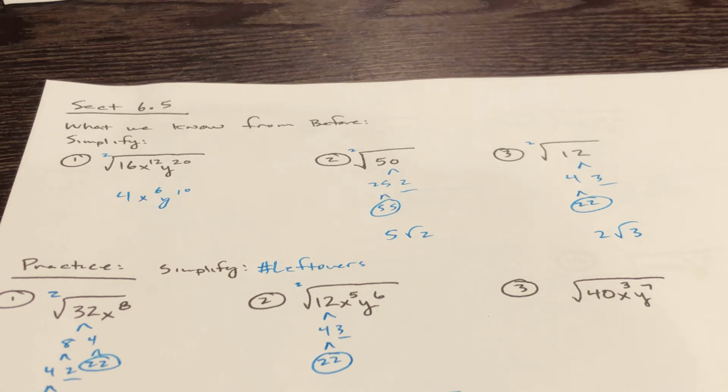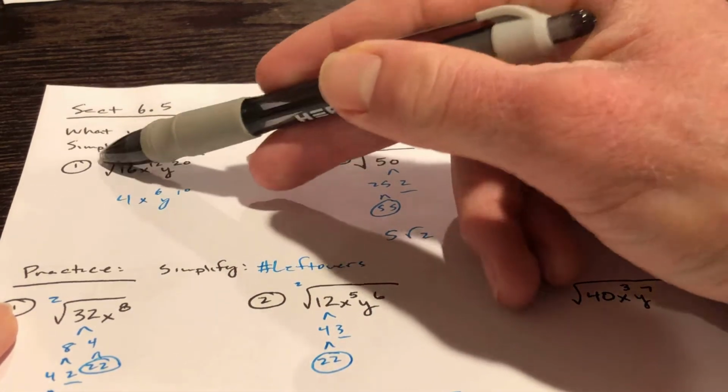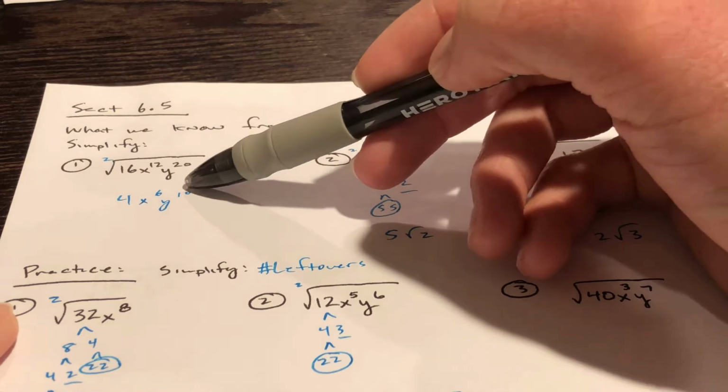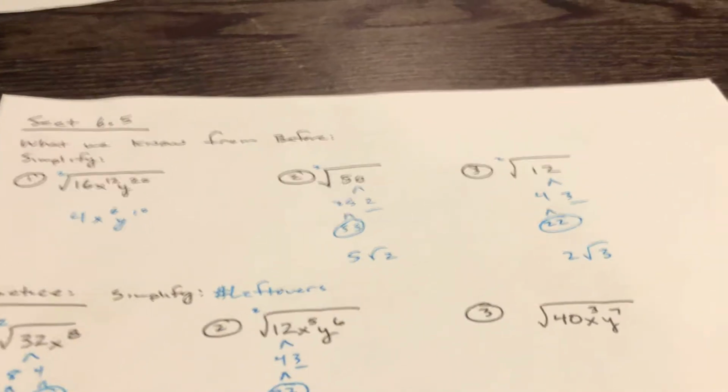What we know from before: we're going to take the second root, I put the 2 up there, of 16x squared y to the 20th. The square root of 16 is 4. 2 goes into 12 6 times. 2 goes into 20 10 times. That's in section 6-4, what you're going to see on the 6-1 to 6-4 quiz. Easy peasy. We need to know how to break this down.